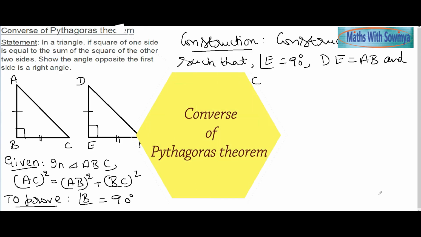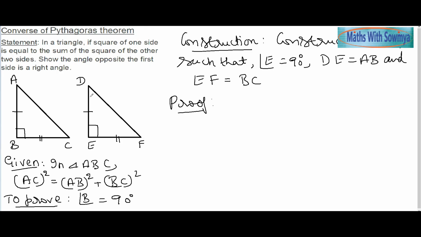This is the converse of Pythagoras theorem. Here we have been given AC square is equal to AB square plus BC square. We have to prove that angle B is 90 degree. So, construction. Only this first triangle is given. The second triangle we have to construct, DEF, such that angle E is 90 degree and DE is equal in length to AB and EF is equal in length to BC. Now, let us take proof.